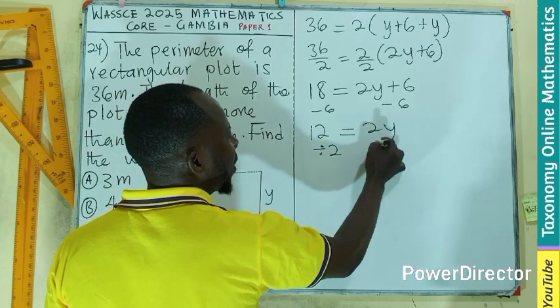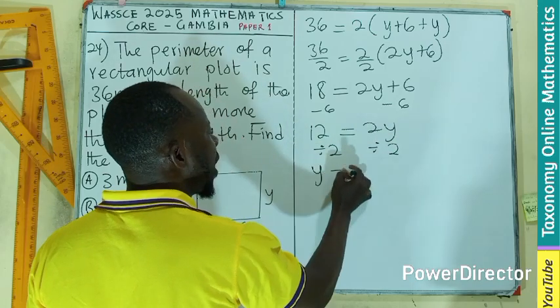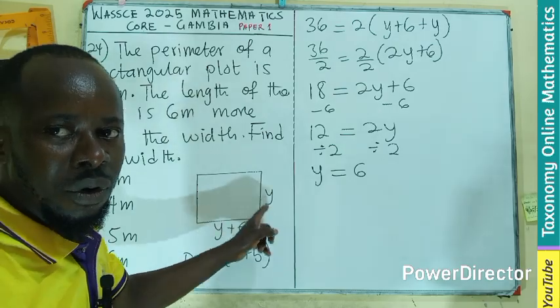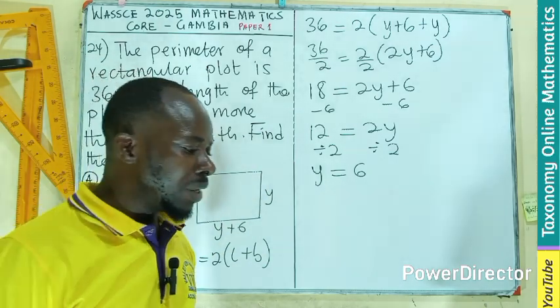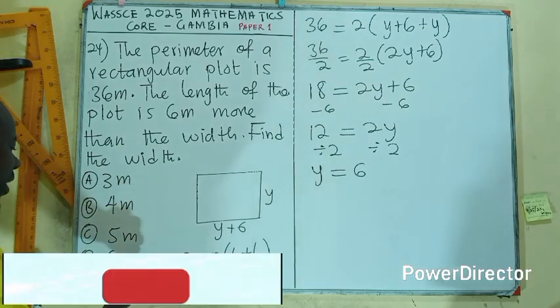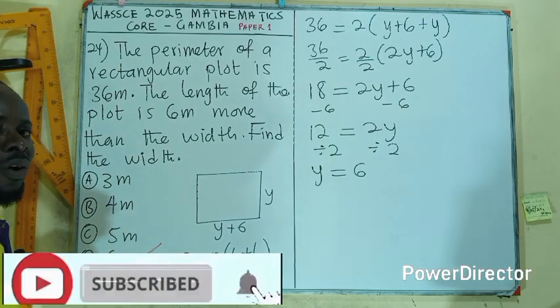Let's divide both sides by 2. Y is going to be what? 6. And y is the width. Therefore, knowing y as 6 means what? The width of the rectangle is going to be 6 what? Meters. And this is going to be the option B.